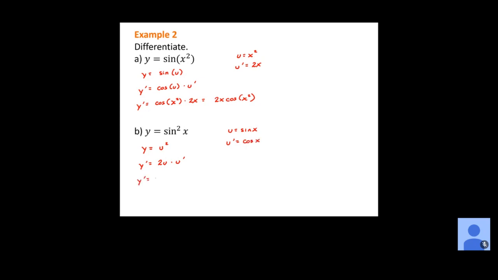So now we have all the pieces we need. So we're going to have 2 times sine of x times cosine x. And so 2 sine x cosine x, perfectly fine. That is actually a trig identity. So if you wanted to write it as sine 2x, that would be equivalent, right? Okay, but again, that answer there, 2 sine x cosine x, is perfectly fine. Any questions on that one now?